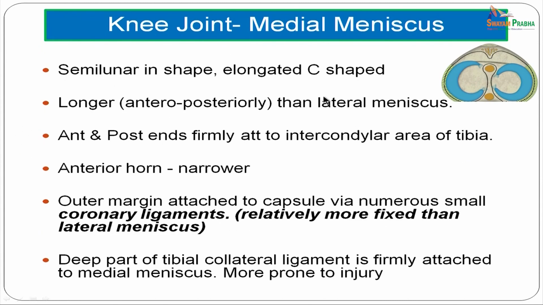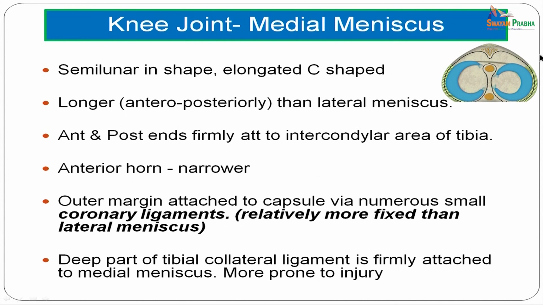The medial meniscus is semilunar in shape. It is an elongated C-shape. It is longer antero-posteriorly as compared to the lateral meniscus, which is more or less circular. The anterior and posterior ends are firmly attached to the intercondylar area of the tibia. The anterior horn is narrow as compared to the posterior horn.